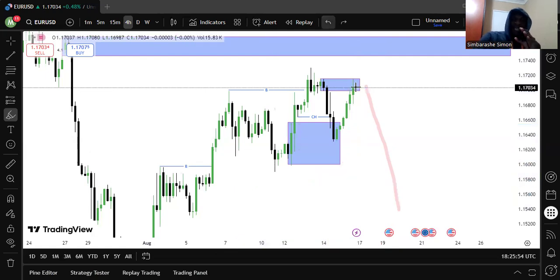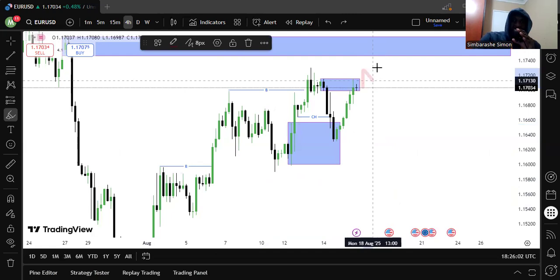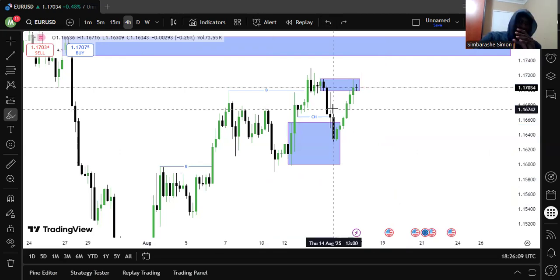But if the market can stop this price here and make a break here, that means we are targeting that weekly high point. Simple. So no wasting time, guys. I'm going to flip over to 15 minutes.